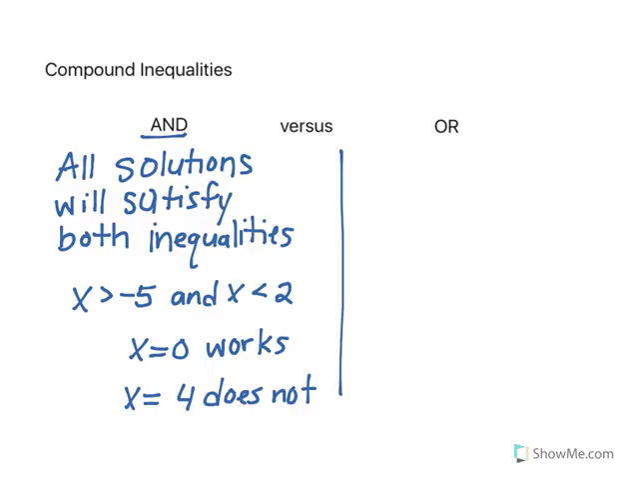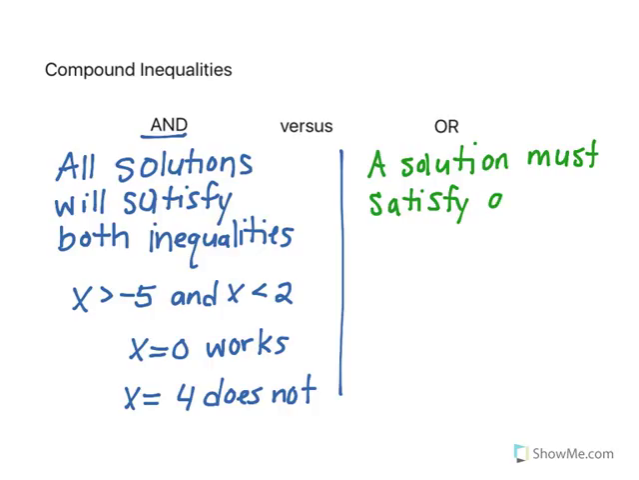Okay? And an or inequality is actually a little bit easier in the sense that it doesn't have to satisfy both. A solution must satisfy at least one of the inequalities.